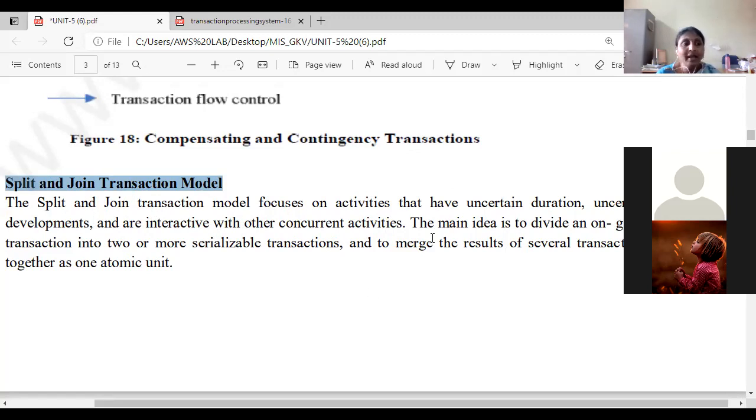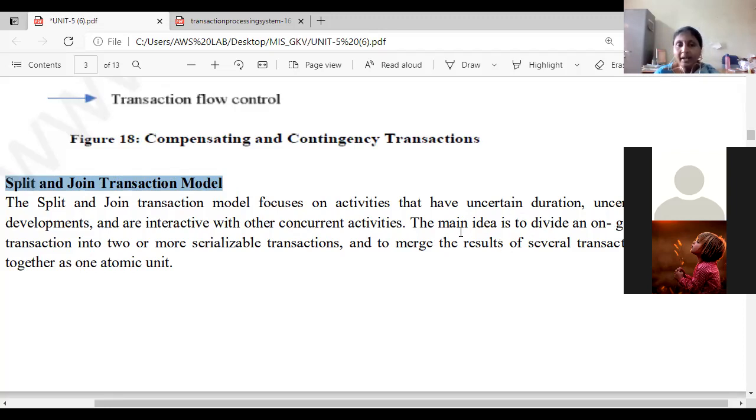So what is the main idea behind split and join transactions? It is to divide an ongoing transaction. Whatever transaction is occurring, we divide that transaction into two or more serializable transactions. That is the splitting purpose. And whenever, based on your requirement, we are going to merge the results, say T1, T2, T3 are occurring, then based on your condition we have to match the results. At that time, we are doing the joining operation.